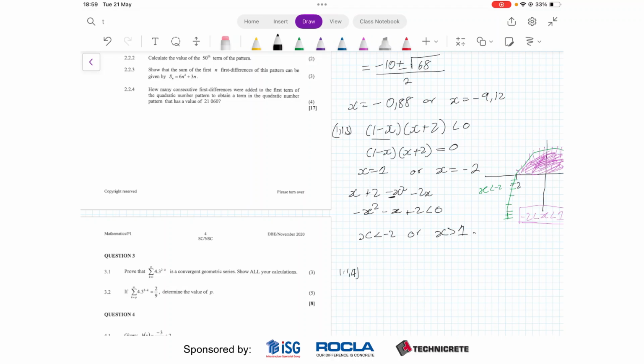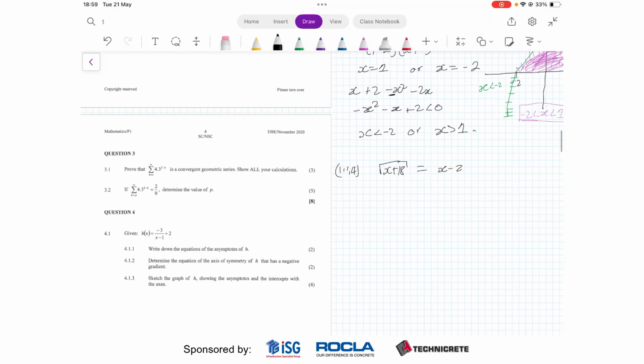1.1.4, we are asked to solve for x if the square root of x plus 18 is equal to x minus 2. Okay, now immediately, because this is a surd equation, you know what you need to do is square both sides, right? Now when you square both sides, the square root disappears on the left hand side, such that you have x plus 18 on the left hand side.